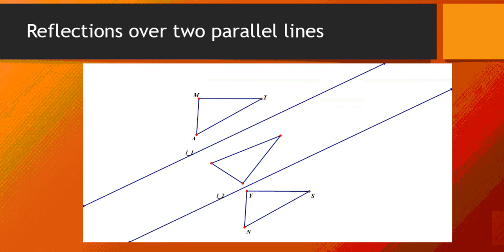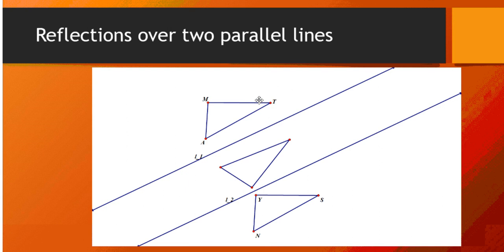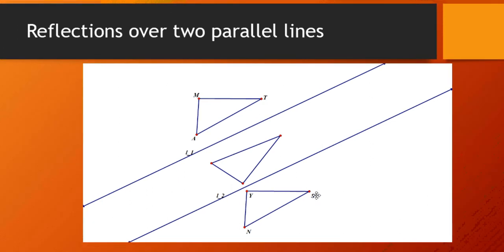So let's talk about what happens if you reflect over 2 parallel lines, a composition of reflections over 2 parallel lines. So we take triangle AMT, reflect it over L1, reflect that image over L2, we get triangle NYS. Pause for a moment. What single transformation takes triangle AMT and maps it to triangle NYS? Well, it appears that it's a translation, that triangle AMT has translated to this position over here.